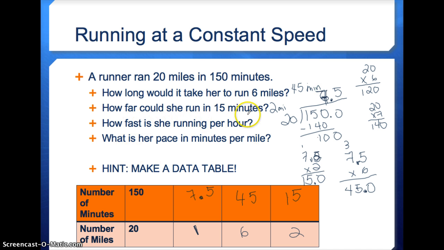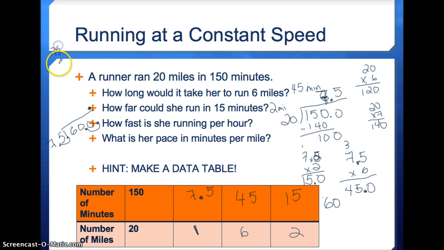So how fast is she running per hour? Well, she is running at a speed, let's see. How fast is she running per hour? So we need to make this the number of minutes. We know that there's 60 minutes in 1 hour. So if this was a 60, how many miles did she go? So we need to divide. So 60, and we're going to need a decimal, divided by 7.5. We'll have to move this over 1, and we move this over 1. Bring the upper decimal. 75 does not go into 60, so we have to leave that alone.